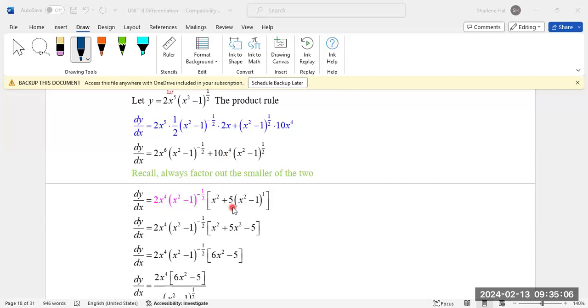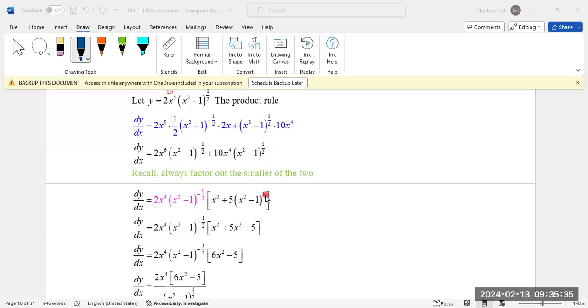Answer is 5. And then now, I'll ask myself the question, what do I multiply by x squared minus 1 to the negative half to give me x squared minus 1 to the positive half? It has to be x squared minus 1 to the positive 1. Because when I multiply and the bases are the same, I add my powers. Negative a half plus 1 is going to be equals to positive a half.